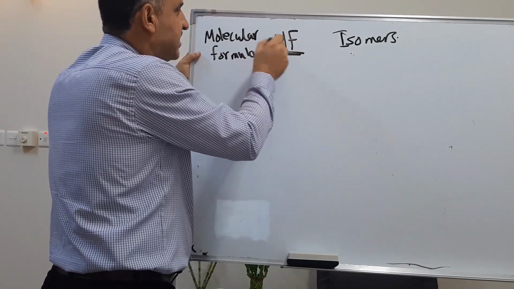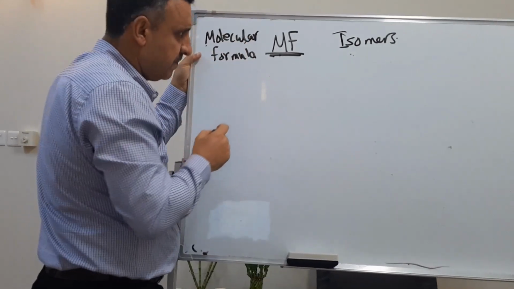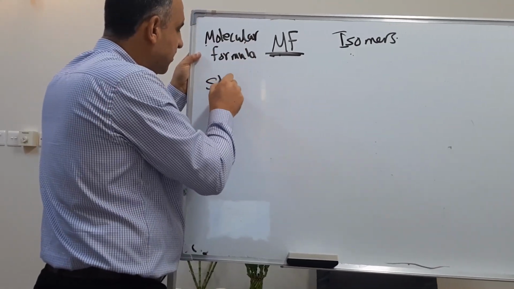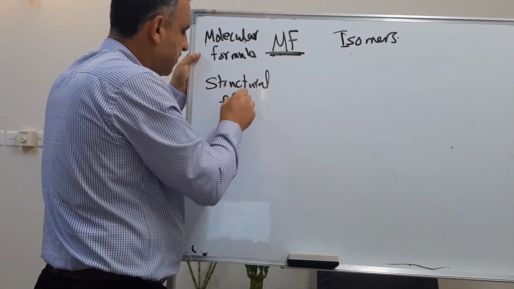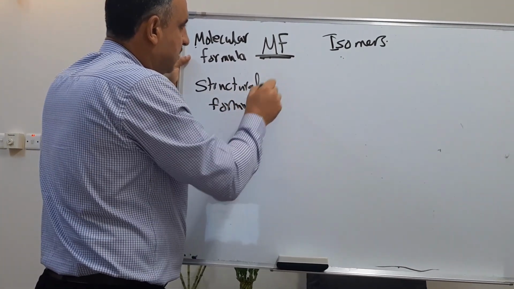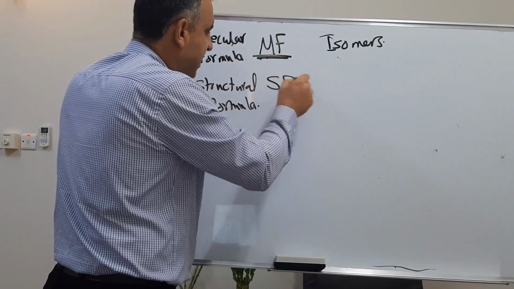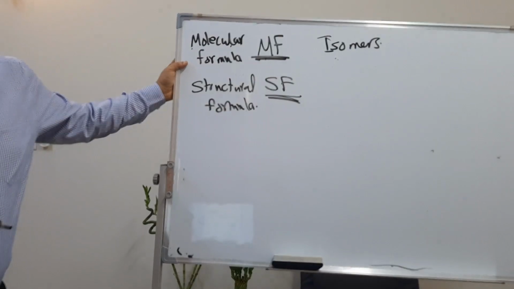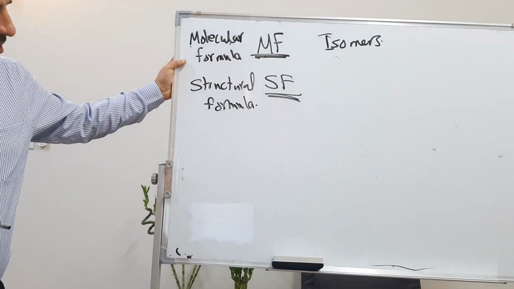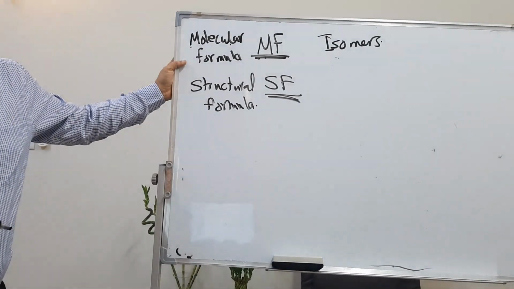So the MF stands for molecular formula. Now, structural formula, we will abbreviate it by SF. So SF stands for structural formula. And why do we care about these two formulas?